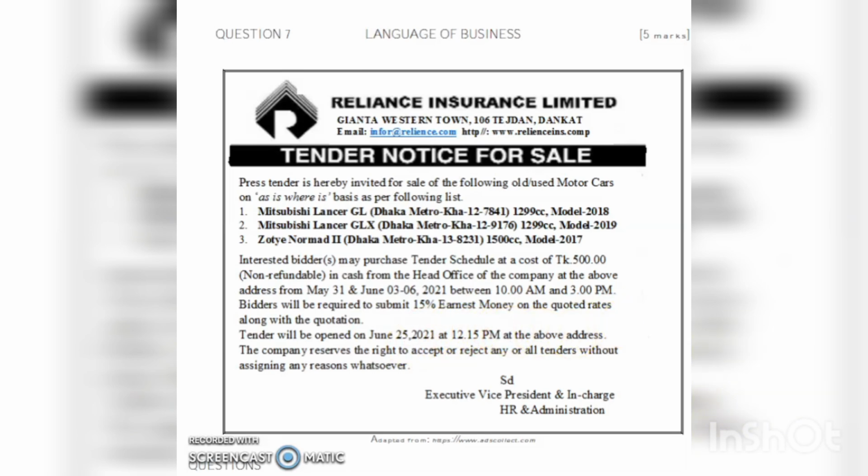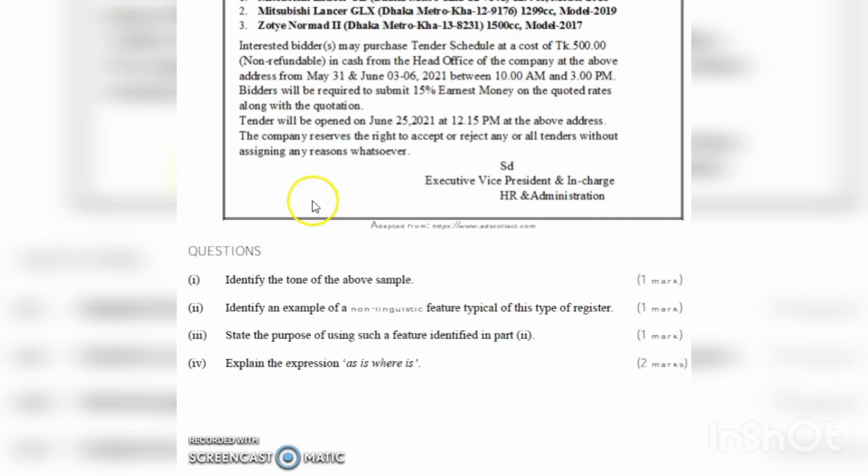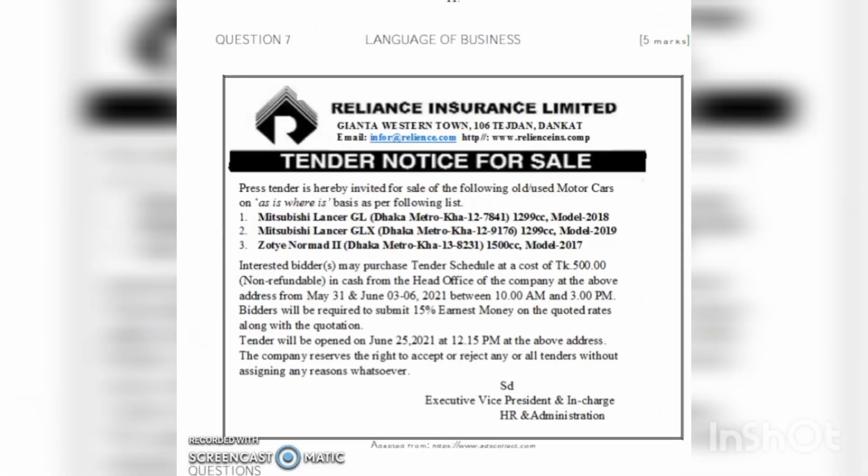So let's go to our question. Question number 1, identify the tone of the above sample. Remember, tone is whether it's formal or informal. So our tone is, yes, formal. We know it's formal because of the jargons that are there. We have "sale," "tender." If there are jargons, they make it formal.